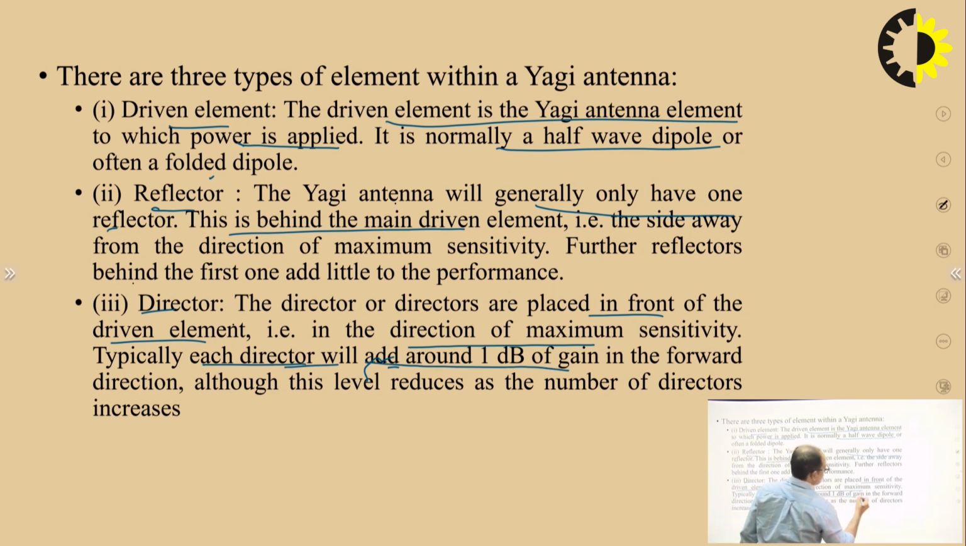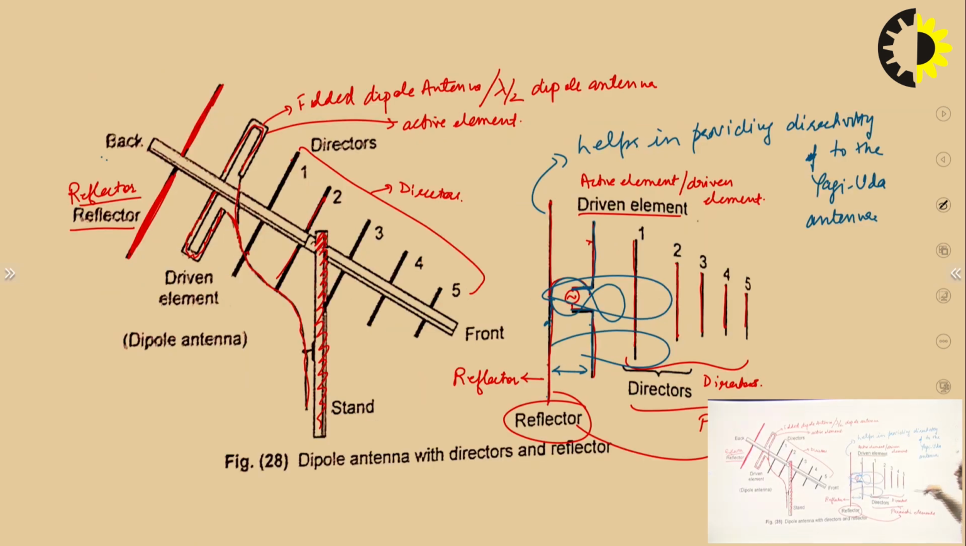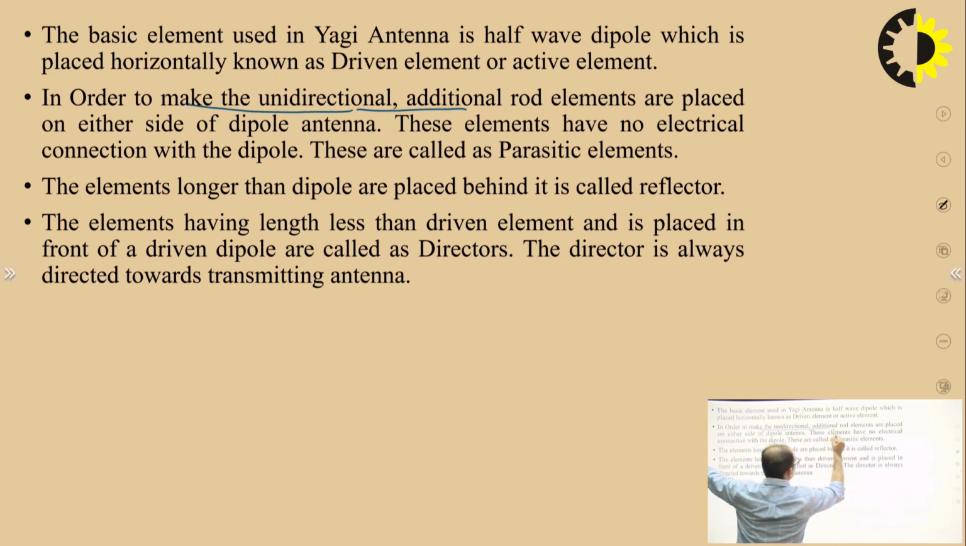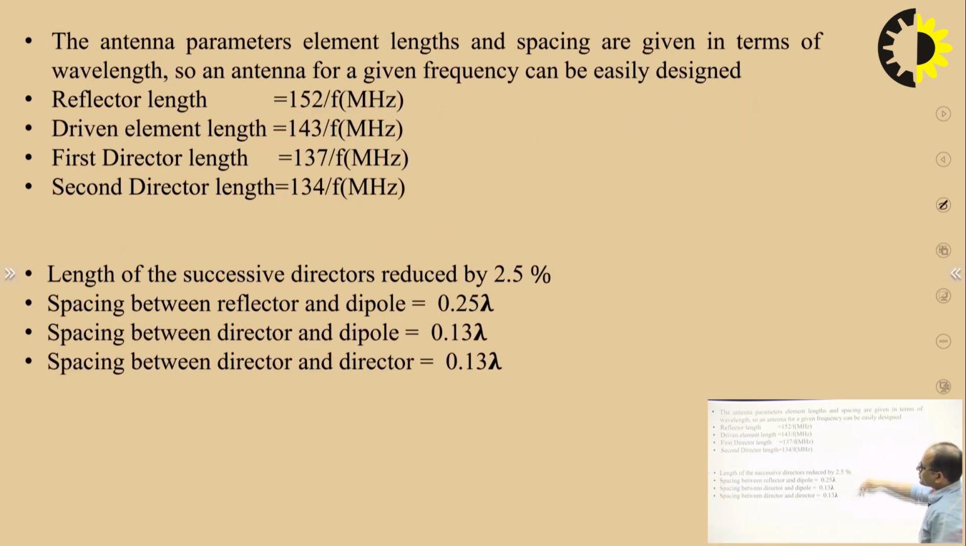Each director will add around 1 dB of gain in the forward direction. If I increase the number of directors, the gain can also be increased, but only up to a limited number. So in order to make a unidirectional antenna, additional rod elements are placed on either side of the dipole antenna. These elements have no electrical connection with the dipole, and they are known as parasitic elements.